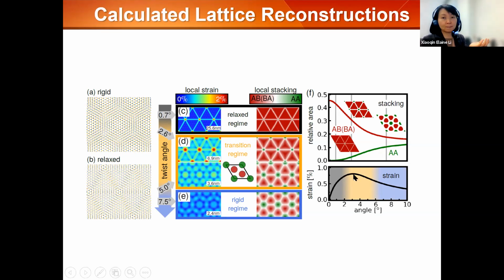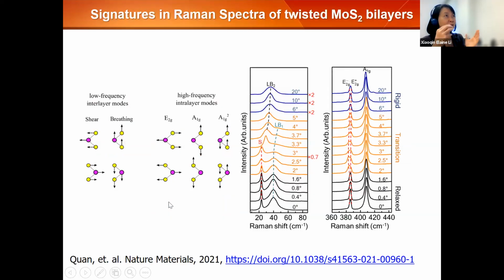Strain turned out to be maximized at around 3 degrees. And we know there's basically a Moiré pattern change. The superlattice reconstruction changes around 2.7 degrees. And there are three regimes of lattice reconstruction. These are calculations, and people know the lattice can reconstruct, but what's hard for the calculation to figure out is the angle at which reconstruction happens. We determine that through simple far-field Raman measurement.